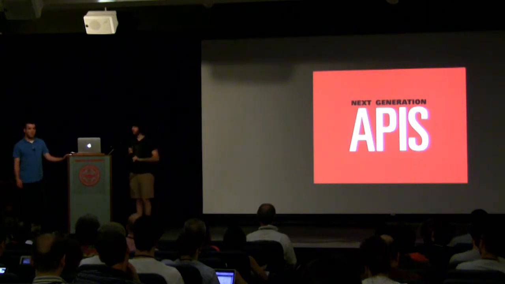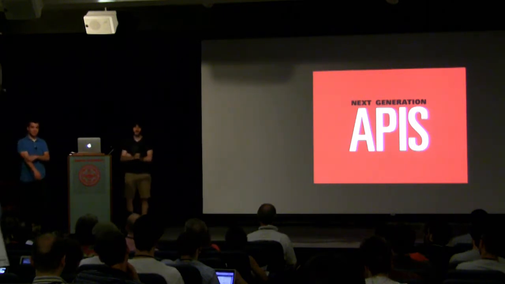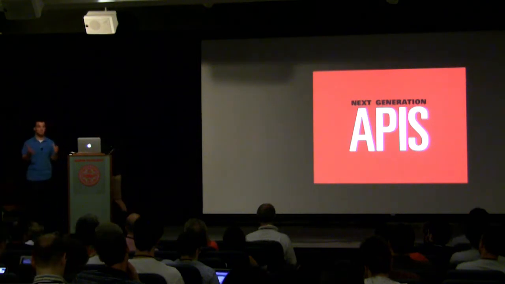So there are probably a lot of developers in the room getting an itch when we're talking about the next generation of APIs. What can we do next, right?